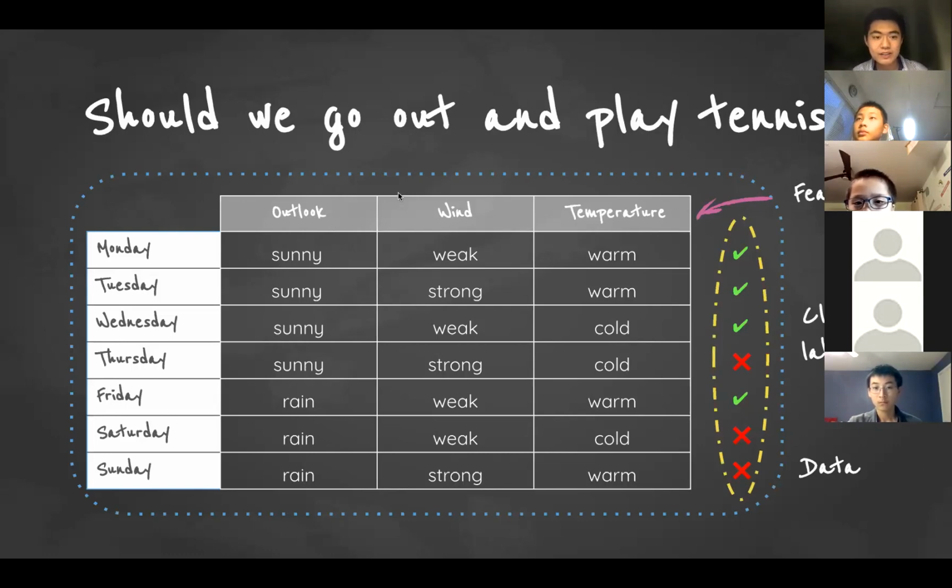We first have our features. Features are descriptions, like your outlook, your wind, your temperature, basically the description of the data, or each data entry. You then have your labels. Labels are the outputs for each data entry. So in this case, what's your decision? On Monday, my decision is to go play tennis. That's the label.